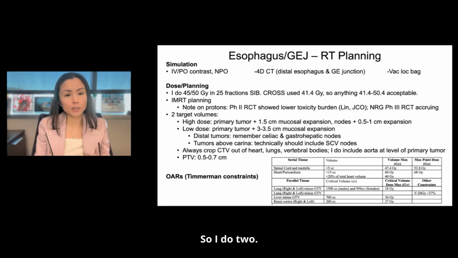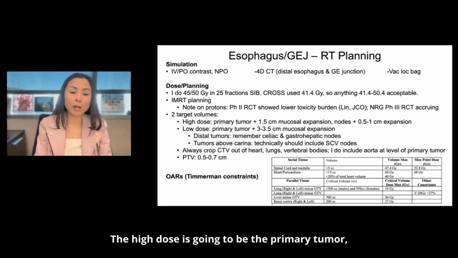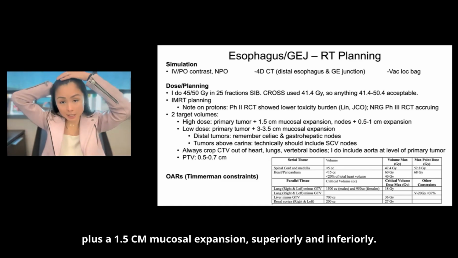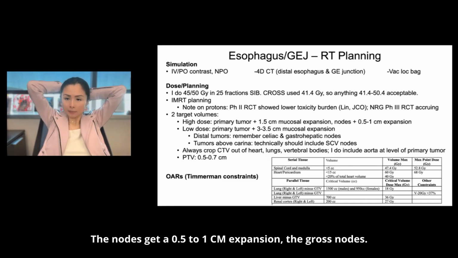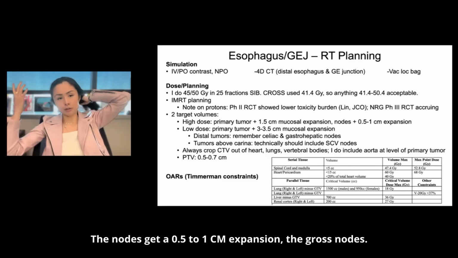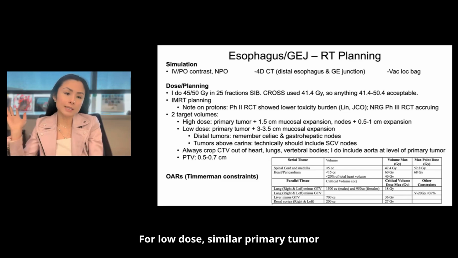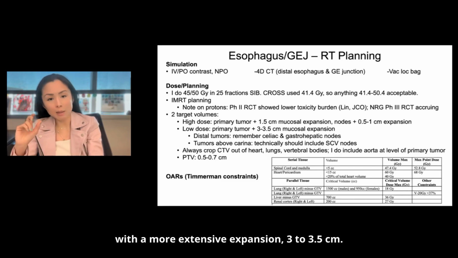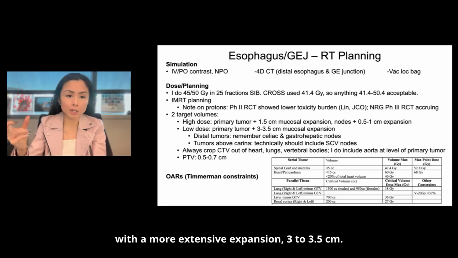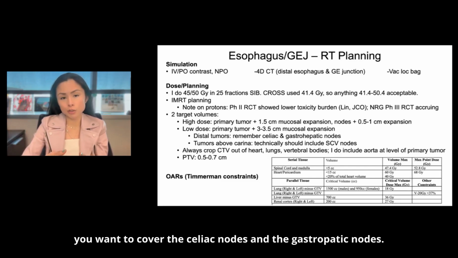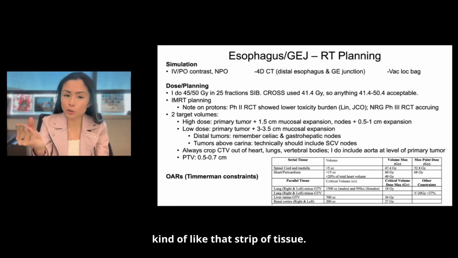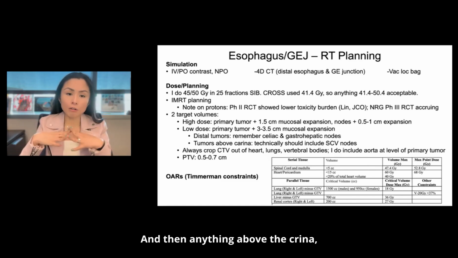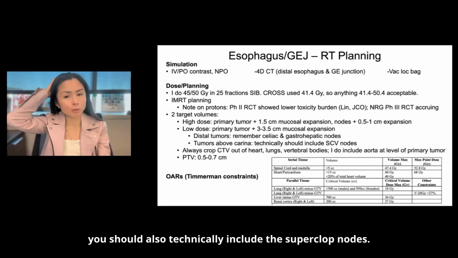What about target volume? So I do two. The high dose is going to be the primary tumor plus a 1.5 cm mucosal expansion superiorly and inferiorly. The gross nodes get a 0.5 to 1 cm expansion. For low dose, similar primary tumor with a more extensive expansion, 3 to 3.5 centimeters. Know that for distal tumors, you want to cover the celiac nodes and the gastrohepatic nodes. That is the area between the stomach and the liver, kind of like that strip of tissue. And then anything above the carina, you should also technically include the supraclav nodes.